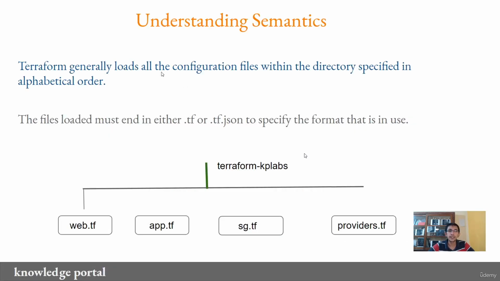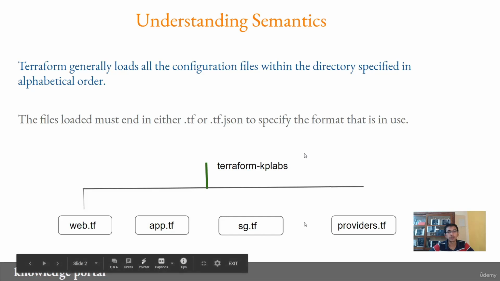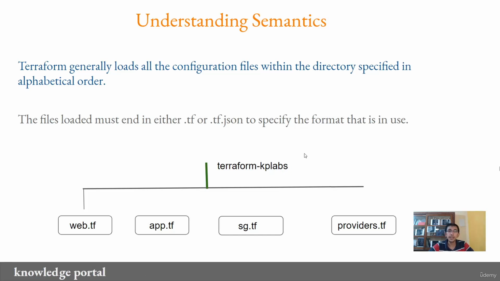Terraform generally loads all the configuration files within the specified directory in alphabetical order. One important part to remember here: the files loaded must end in either .tf or .tf.json to specify the format that is in use. Let's say that you have a folder called terraform.kplabs. Inside this folder you have 4 Terraform configuration files. Whenever you do a terraform plan, all of these 4 configuration files will be loaded.